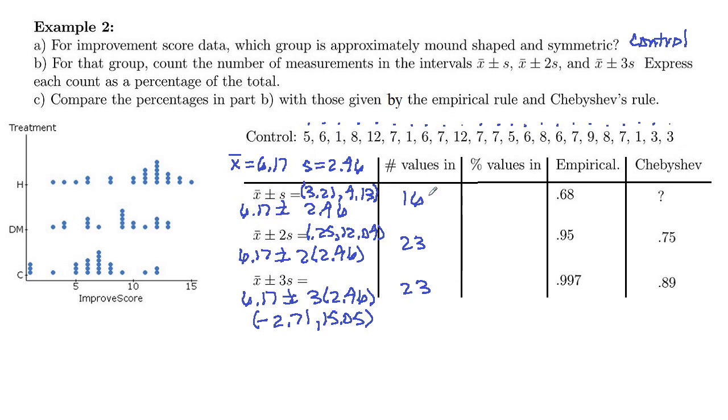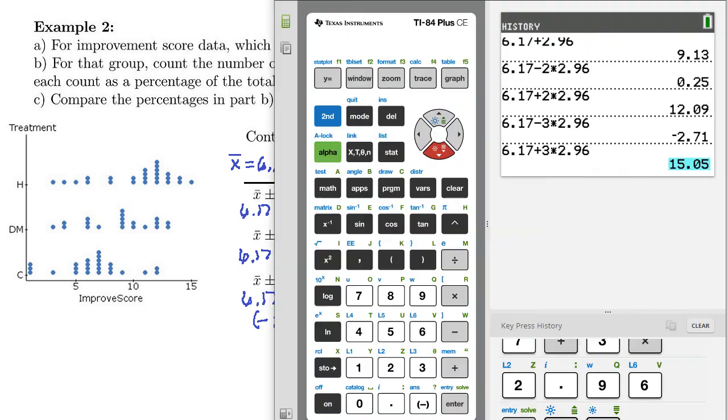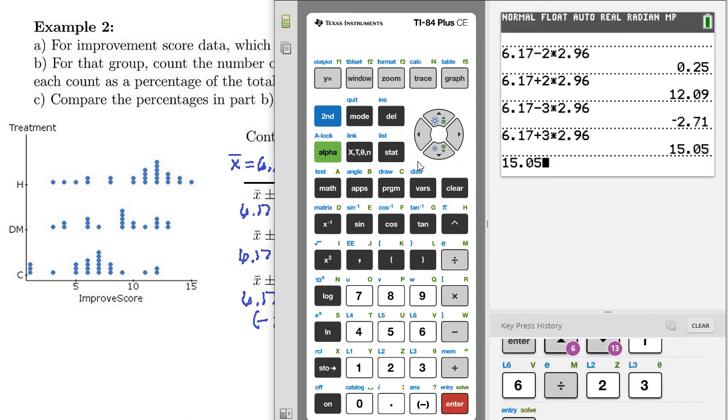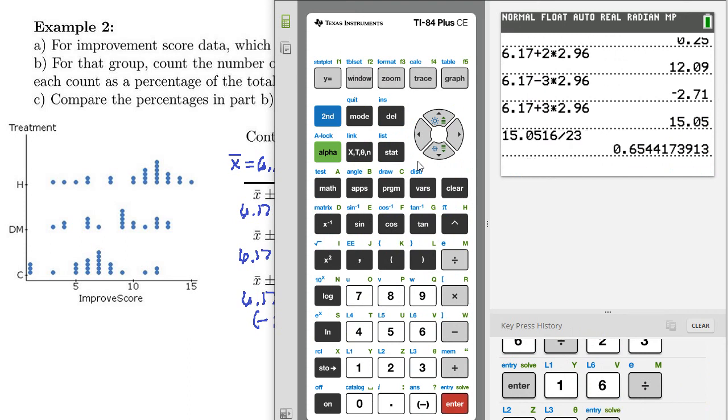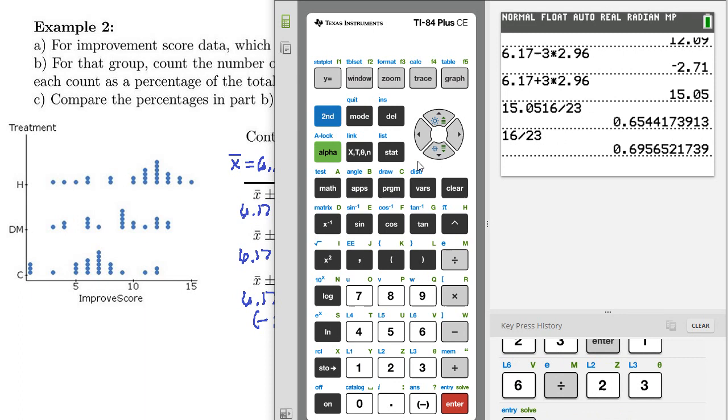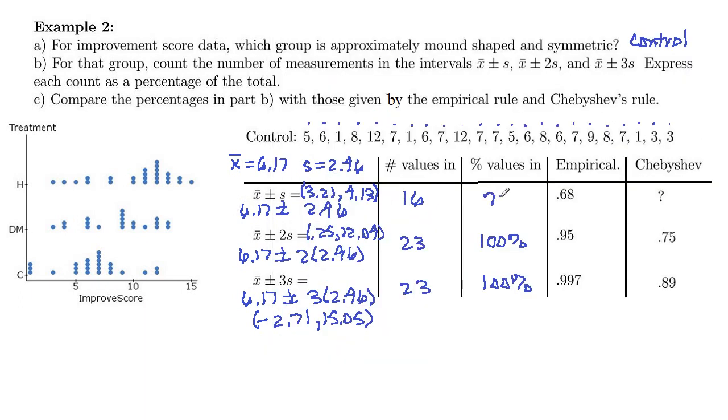So percentage of values, we would do 16 divided by 23. These are actually going to be 100%, or 1.00. And then the 16 divided by 23, do that real quick. 16 divided by 23. There we go. So 0.70. So 70%.